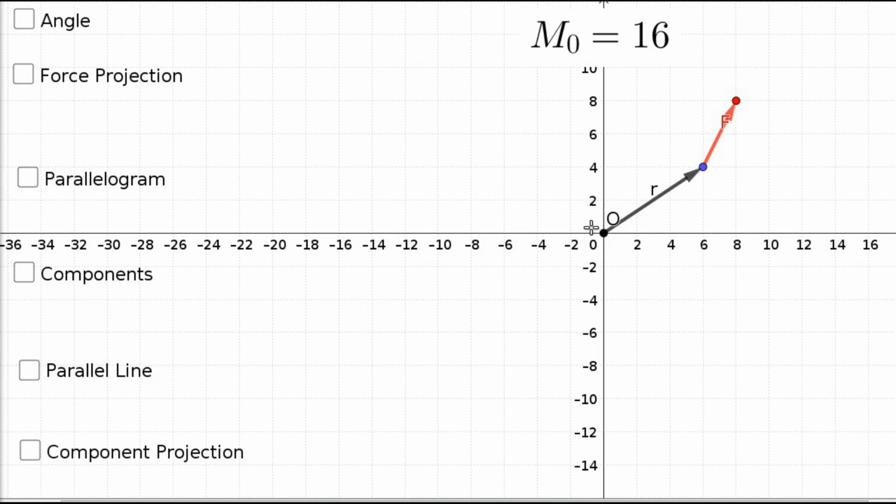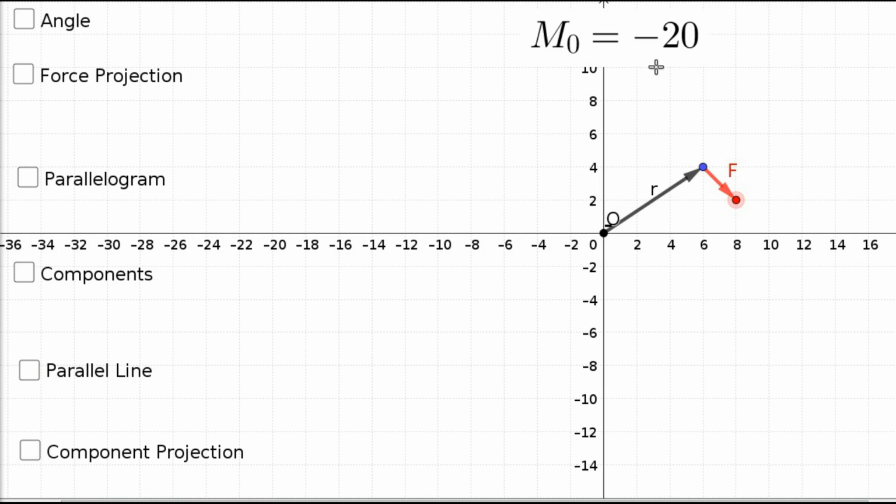about the point O. Notice that it's positive now, and this force is trying to move this vector r in the counterclockwise direction. If I move the force down the other way, so that it's trying to move this vector r in the clockwise direction, we have a negative moment.